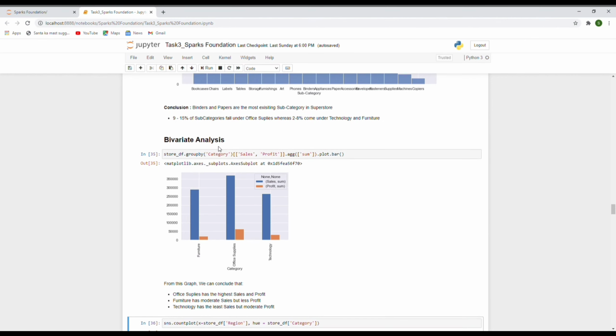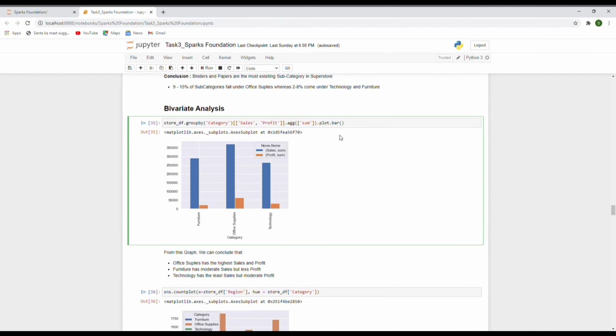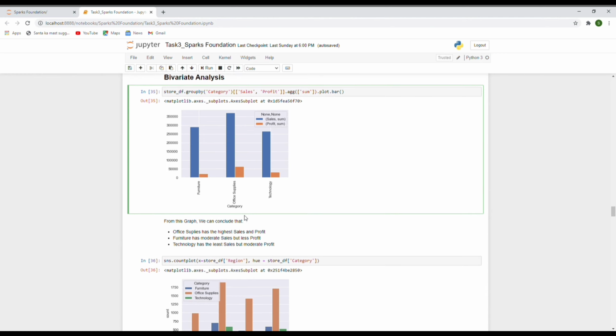So we have grouped the category in terms of sales and profit. By using a bar graph, we can easily observe that most of the profit and the sales come under the office supplies. So we can conclude that office supply has the highest sales and the profit, where furniture has the moderate sales but less profit, whereas technology has the least sales but moderate profit.